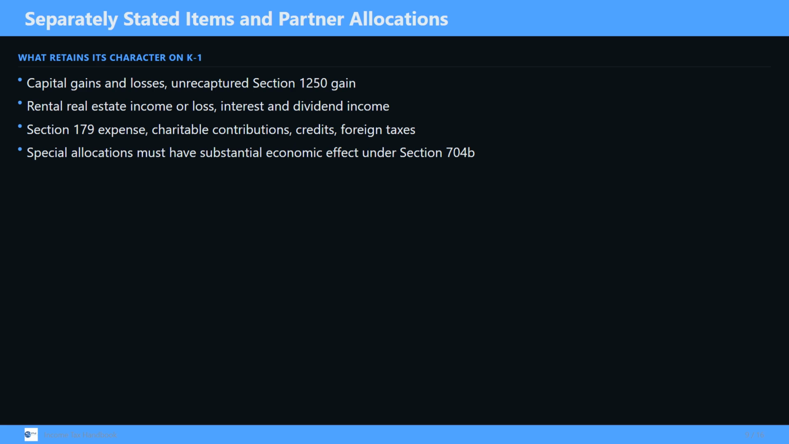Ordinary business income is not the whole story. Schedule K carries separately stated items that keep their character when they reach the partner: capital gains and losses, unrecaptured Section 1250 gain, rental real estate income, interest and dividend income, Section 179 expense, charitable contributions, credits, and foreign taxes. Each partner receives their allocated share under the partnership agreement, but special allocations must have substantial economic effect under Section 704(b) to be respected. They cannot simply be driven by tax advantage.